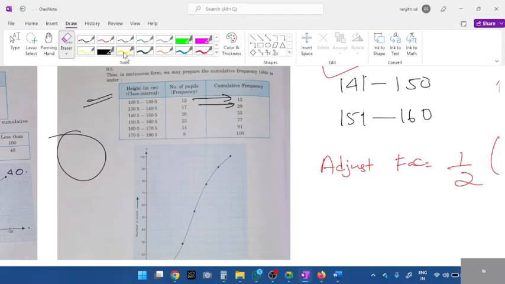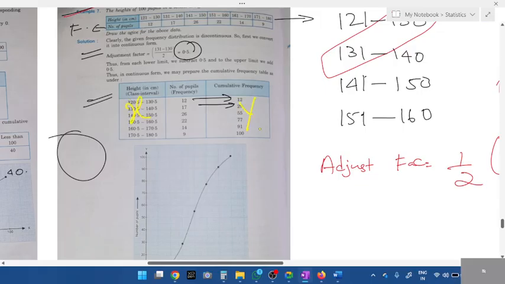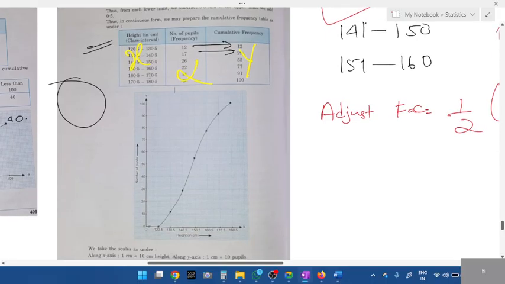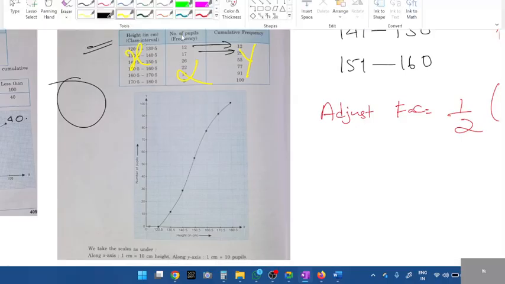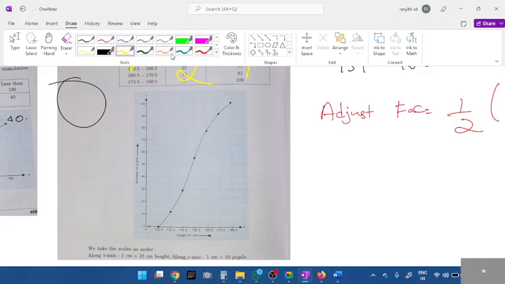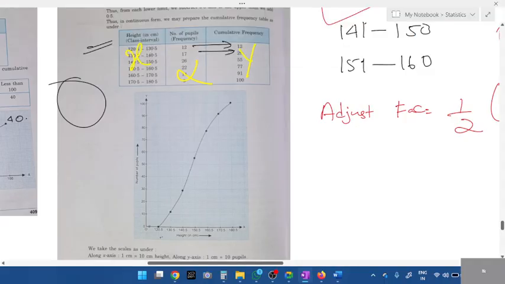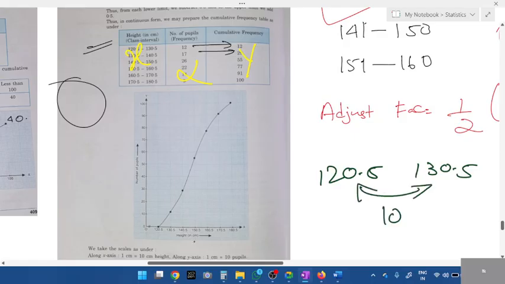This is the x-axis. This is the y-axis. The middle one is just the table. 120 to 130 is given. Can you see 120 to 130? What is the difference between 120 and 130, students? What is the difference between 120.5 and 130.5? 10. And from 140 to 150, all the differences are 10 here.